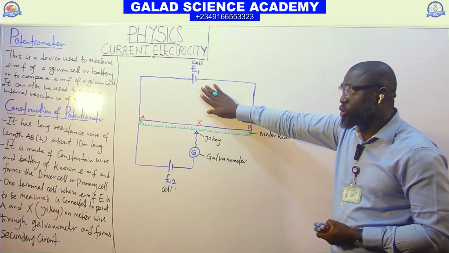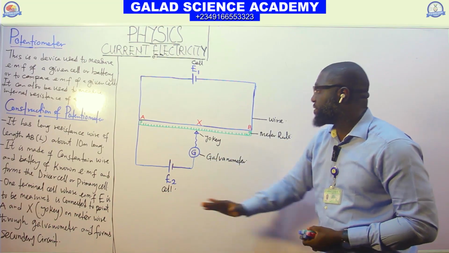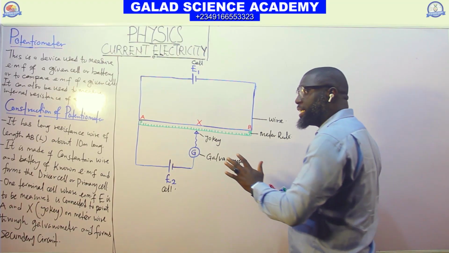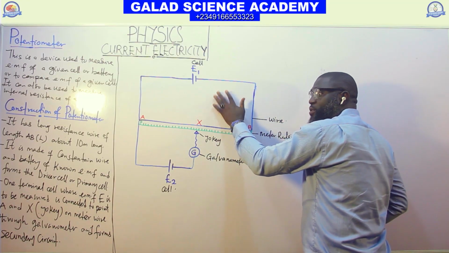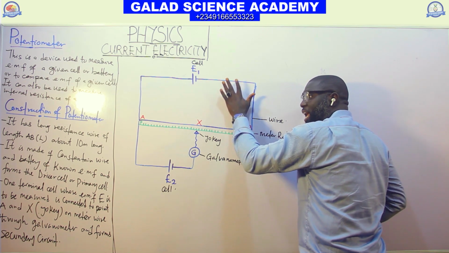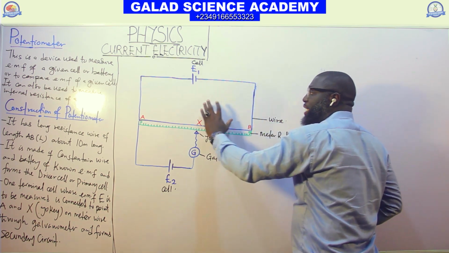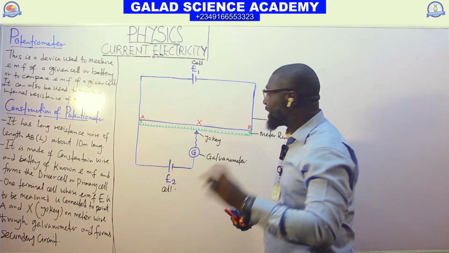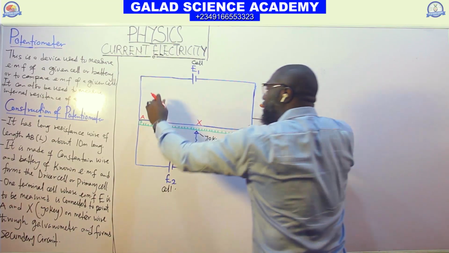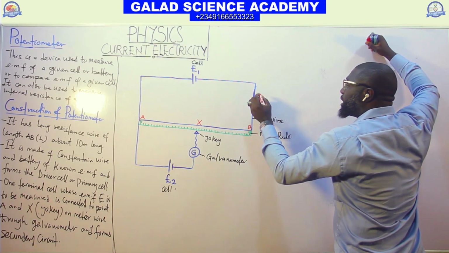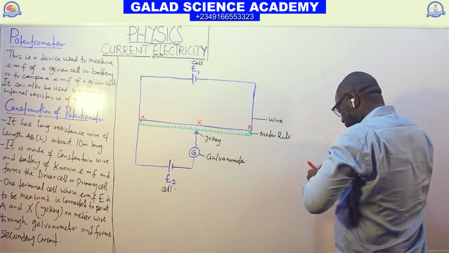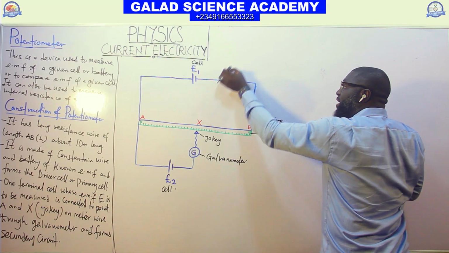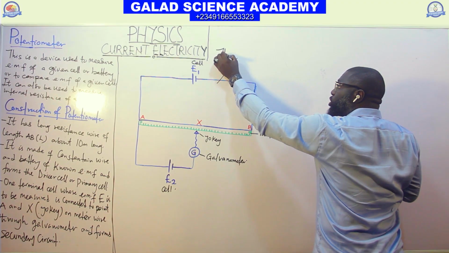This is the structure of the galvanometer. And don't forget, the top half of the circuit we have up here, we call it a driver circuit. Everything we have up here, we call it the driver circuit.